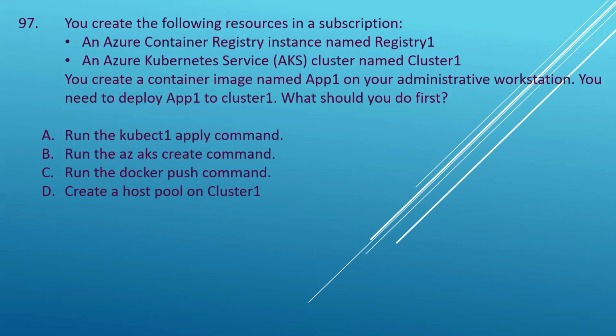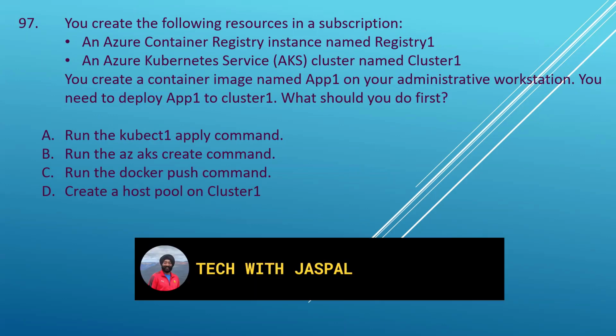Question number 97 of the series. You create the following resources in a subscription. The resources are an Azure Container Registry instance named Registry1 and an Azure Kubernetes Service cluster named Cluster1. You create a container image named App1 on your administrative workstation. You need to deploy App1 to Cluster1. What should you do first? Your options are run the kubectl apply command, run the az aks create command, run the docker push command, create a host pool on Cluster1.